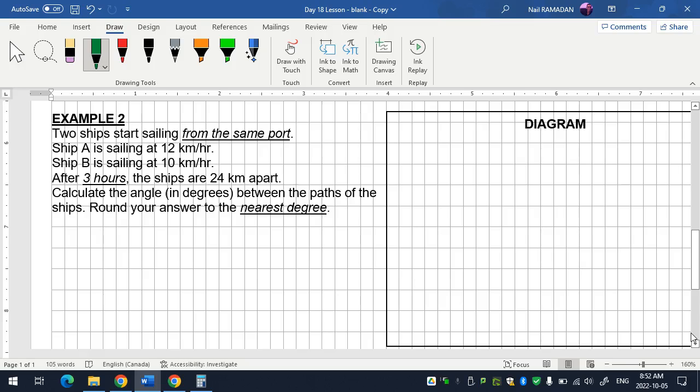It's telling you that after 3 hours, the ships are 24 kilometers apart. So the question is asking what? Find the angle between the ships. Which means, are they going together or is there an angle between them? There's an angle between them.